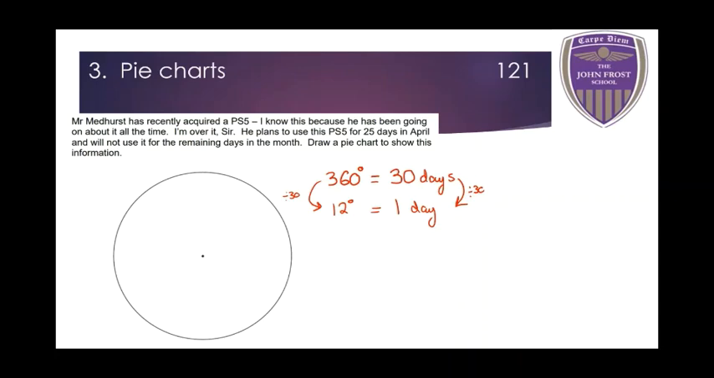So therefore, we're being told that he plays the PS5 for 25 days in April, okay? So if we work backwards now, 25 days, how do we get from 1 to 25 days? Well, we have to times it by 25, okay? And how many degrees is this going to represent? Well, we do the same to the 12 degrees. We're going to multiply this by 25, okay? And 12 times 25 is equal to 300 degrees, okay? So now we know that 300 degrees is going to represent 25 days, okay?